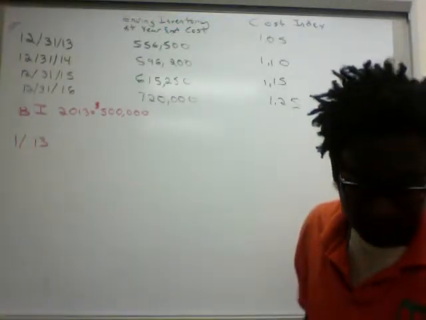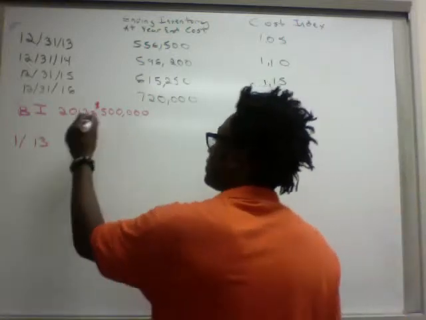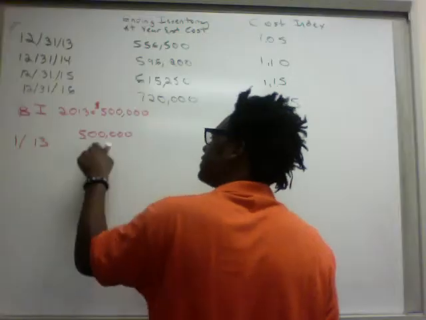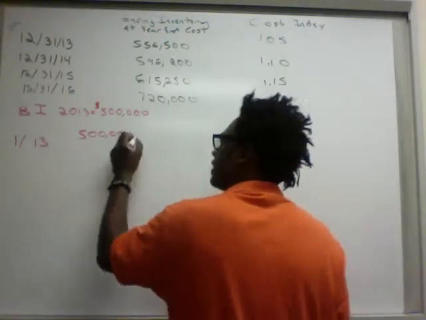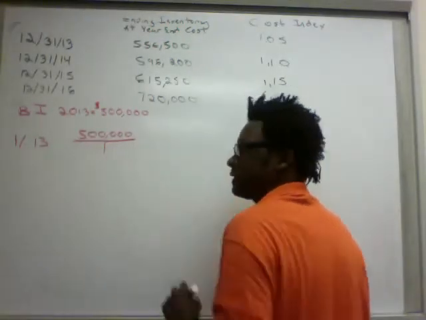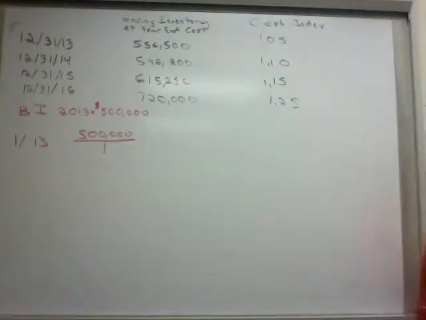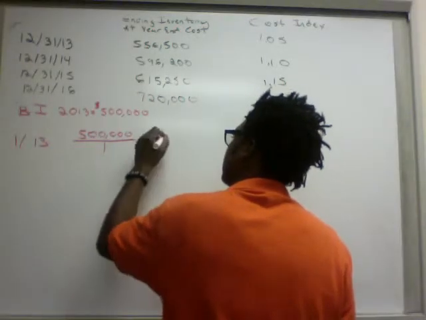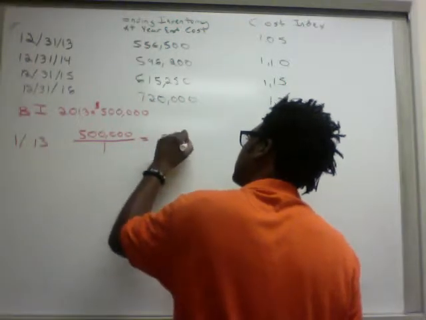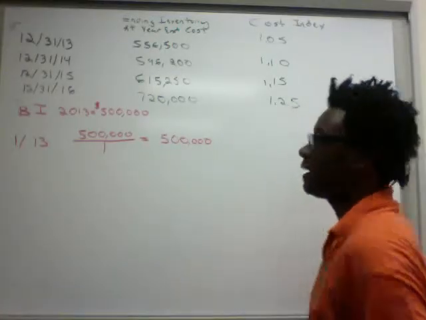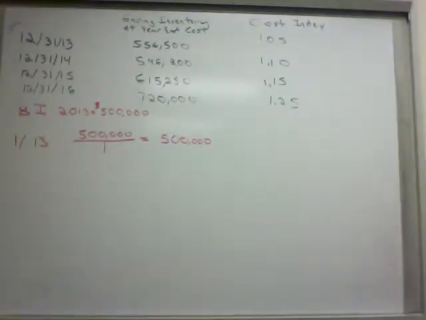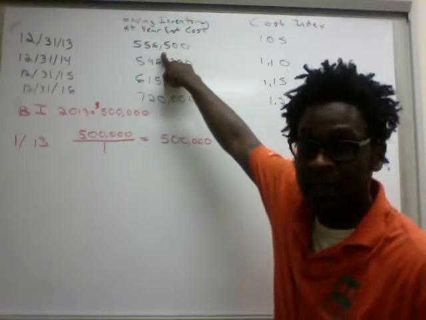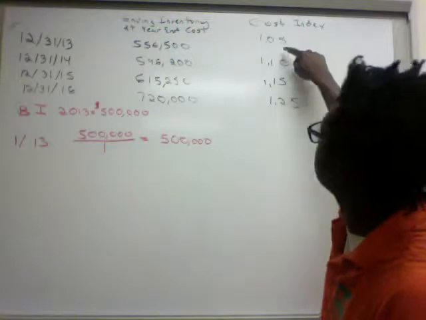Our ending inventory based on the base year is 500,000. Since 500,000 is the base year, we're going to divide it by 1, 1 representing the base year. You always divide your base year by 1. So technically our answer for this component is going to be 500,000. Now, following from that, we're going to take the ending inventory for each particular year and divide it by its cost index.